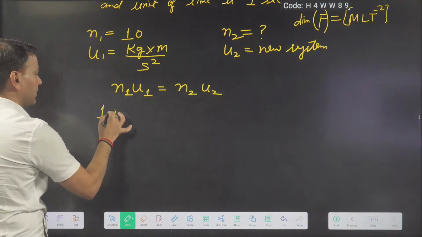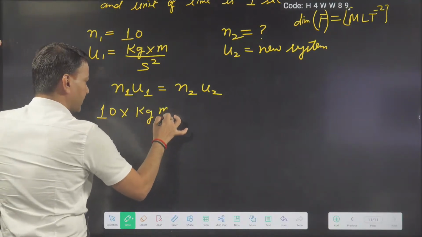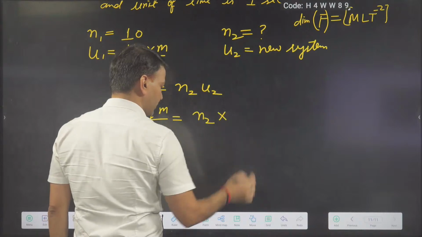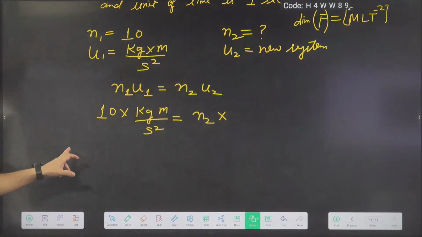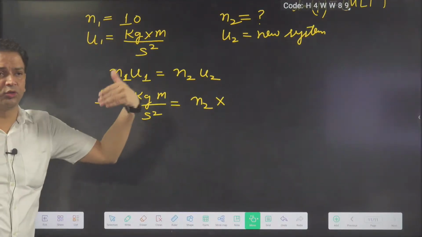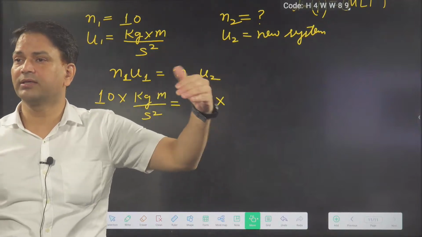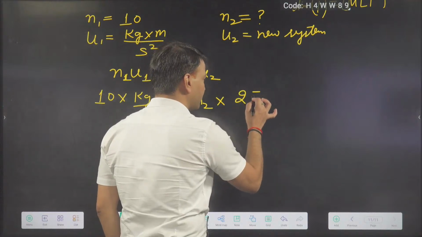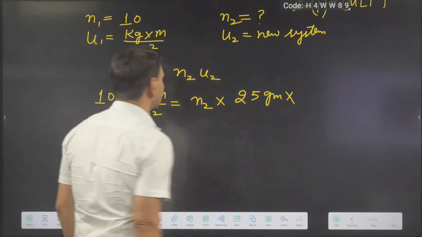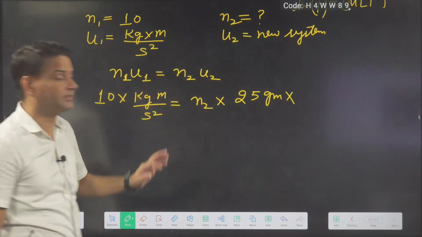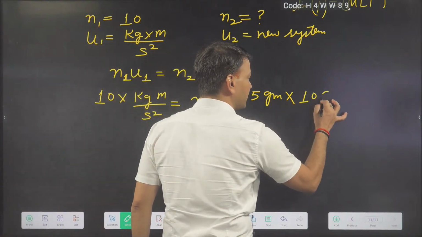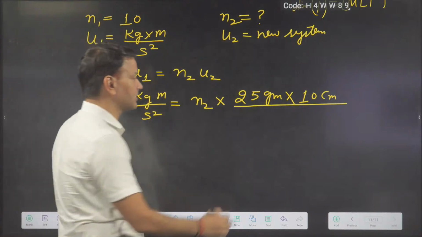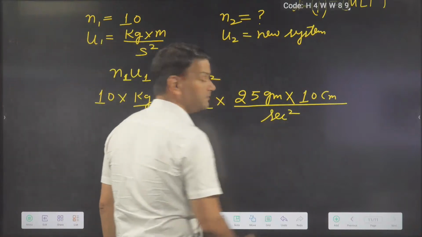N1 is what? 10. U1, what will I put? Kg meter per second square. N2 we have to find. Okay, U2, what will I put? In the dimension, what is the unit of mass I will put in the new system? The unit of mass is 25 gram. What is the unit of length I will put? Unit of length, 10 centimeter. So I will write here 10 centimeter. And in the place of time, what will I put? Second, they have given second. So second square. Everybody got?